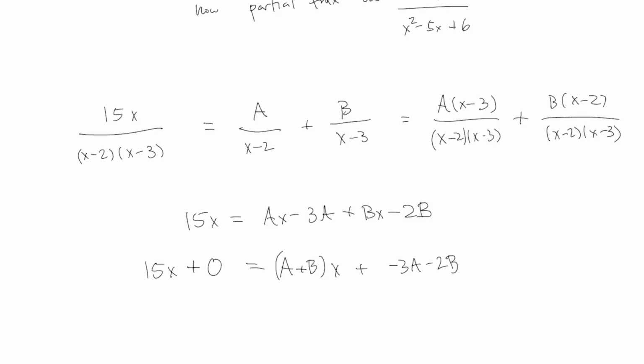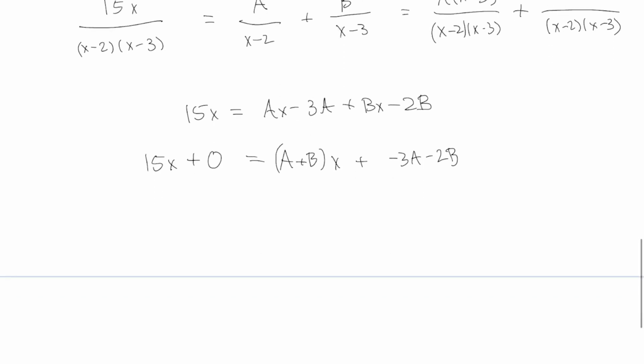This is just like we did last time. I hope everybody remembers. Yeah? And then we have to equate the coefficients on either side. So the x coefficients, setting them equal, I say a plus b equals 15. And then setting the constant terms equal, it says minus 3a minus 2b equals 0. And then we solve the system.